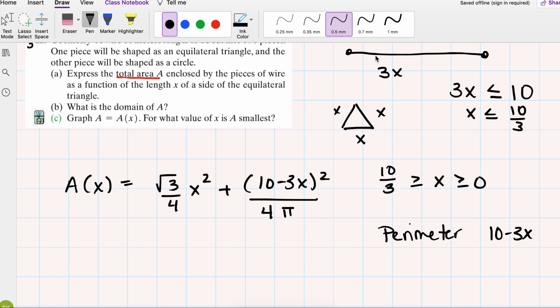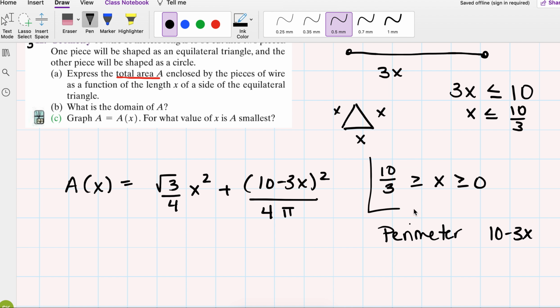Okay. If you put something less than 0, you're going to get a number bigger than 10, because let's say you put a -1 in here, this will be -3 times -1, which will give you 13. So that's a problem because you only have 10 meters of wire. You can't put anything bigger than 10 over 3 in here. If you put 10 over 3, the 3's cancel, and 10 minus 10 is 0, which means you would have no circle. So the smallest thing you can put in is 0, and the biggest thing you can put in is 10 over 3. So this is the domain.